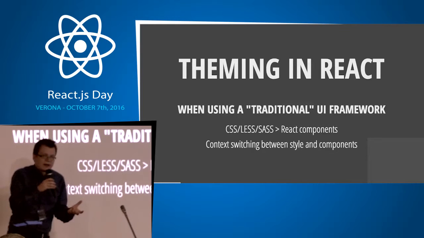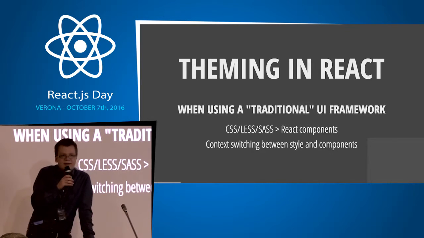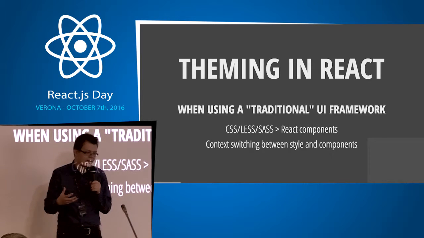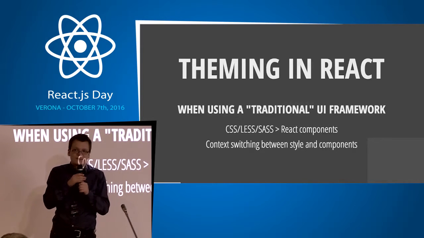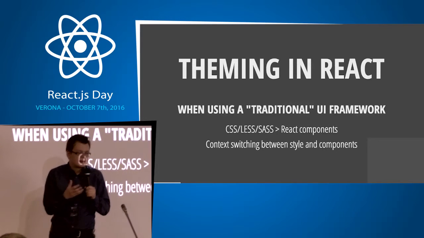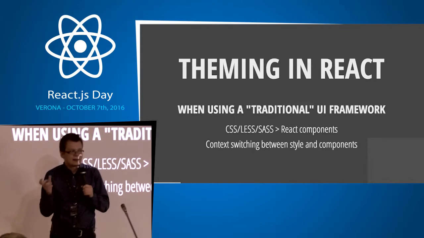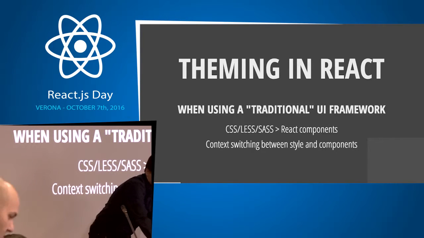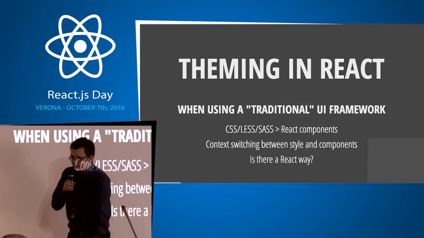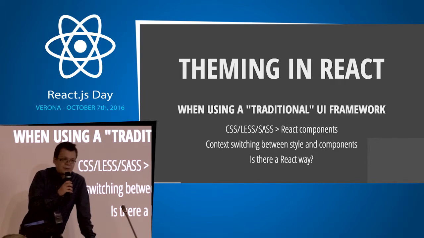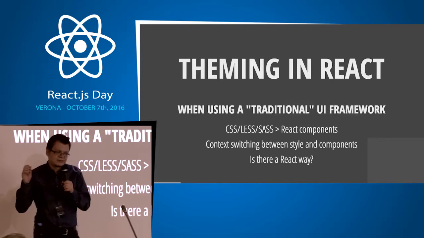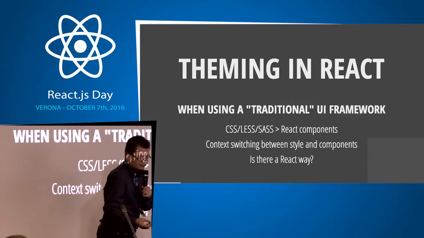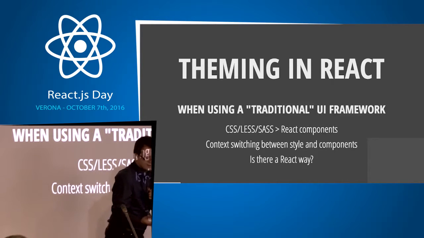As we all know, context switching is kind of bad because it creates a gap, a mental gap. I have to see what exactly in my React component maps to the style sheet that I'm actually modifying. So I was wondering if there's maybe a React way, something like just inject a style sheet somewhere and then it works similar to how we have props and context, maybe have styles.